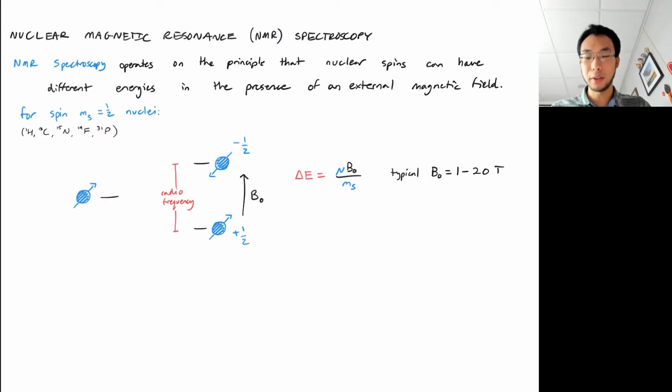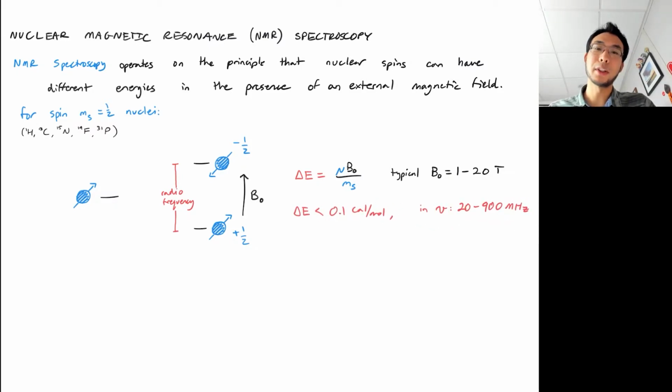A typical external magnet for NMR will range between 1 and 20 Tesla. To give you a sense of scale, a magnetic resonance imaging instrument, or MRI instrument, that you would find at a hospital for imaging the human body operates on the same principle as NMR, and the typical hospital version will be at 1.4 Tesla.